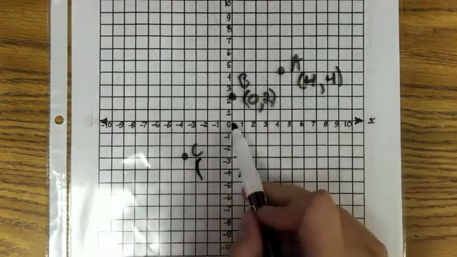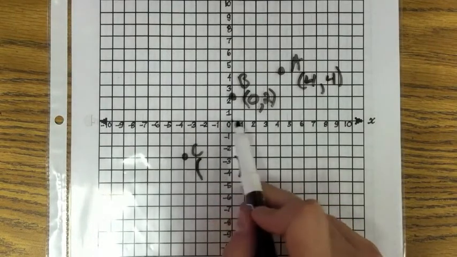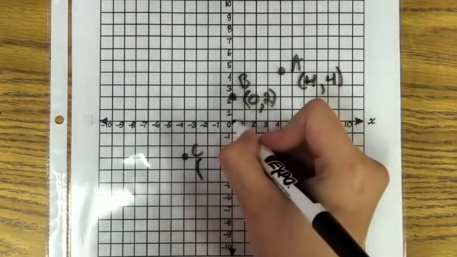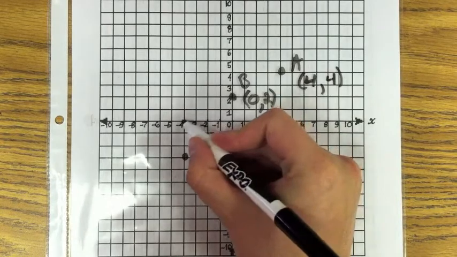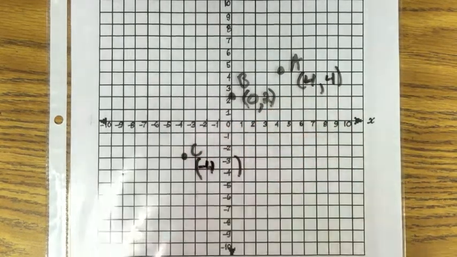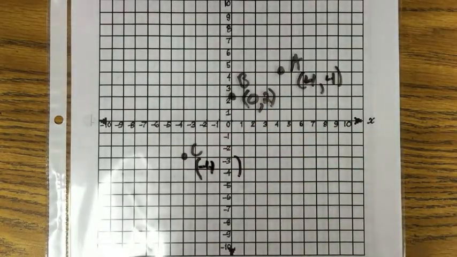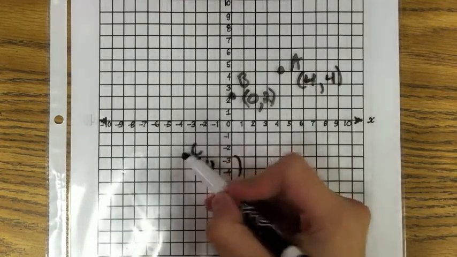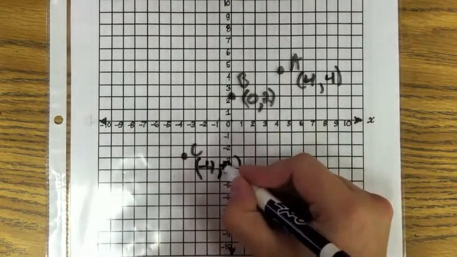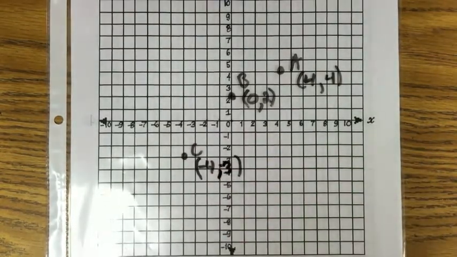C. Start at the origin. Well, we're going towards the left to get to C, so that's a negative. How many times? 1, 2, 3, 4. And how many times do we have to go down? Looks like 1, 2, and 3. So -4, -3 is your answer. All right.